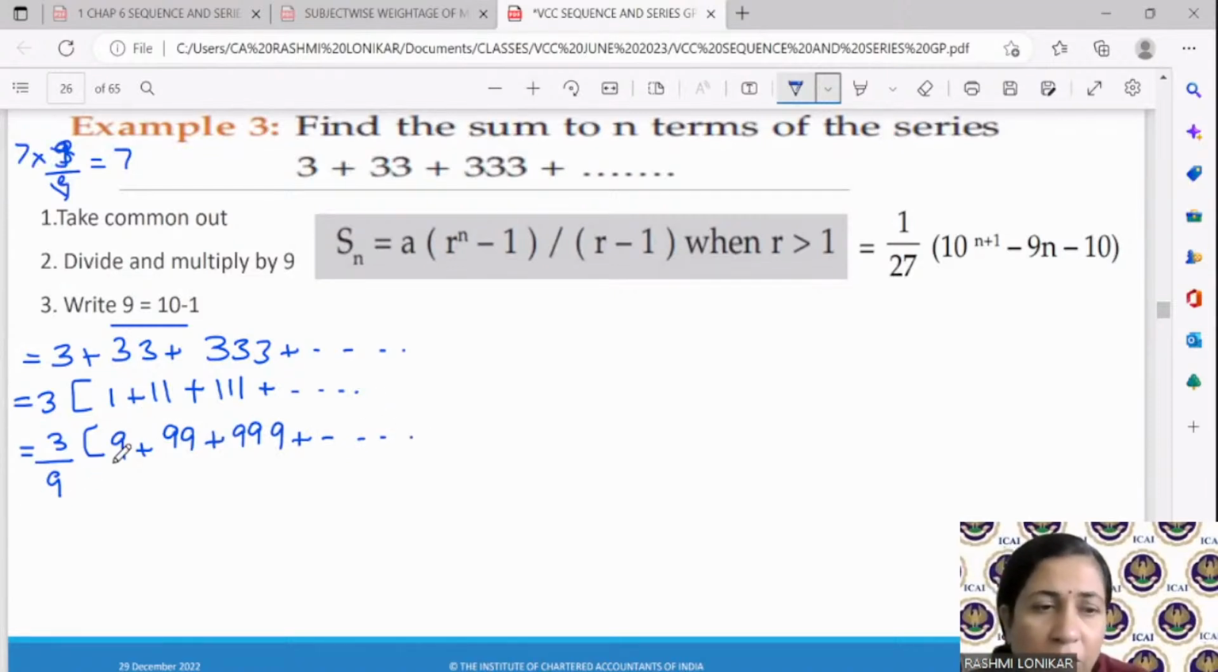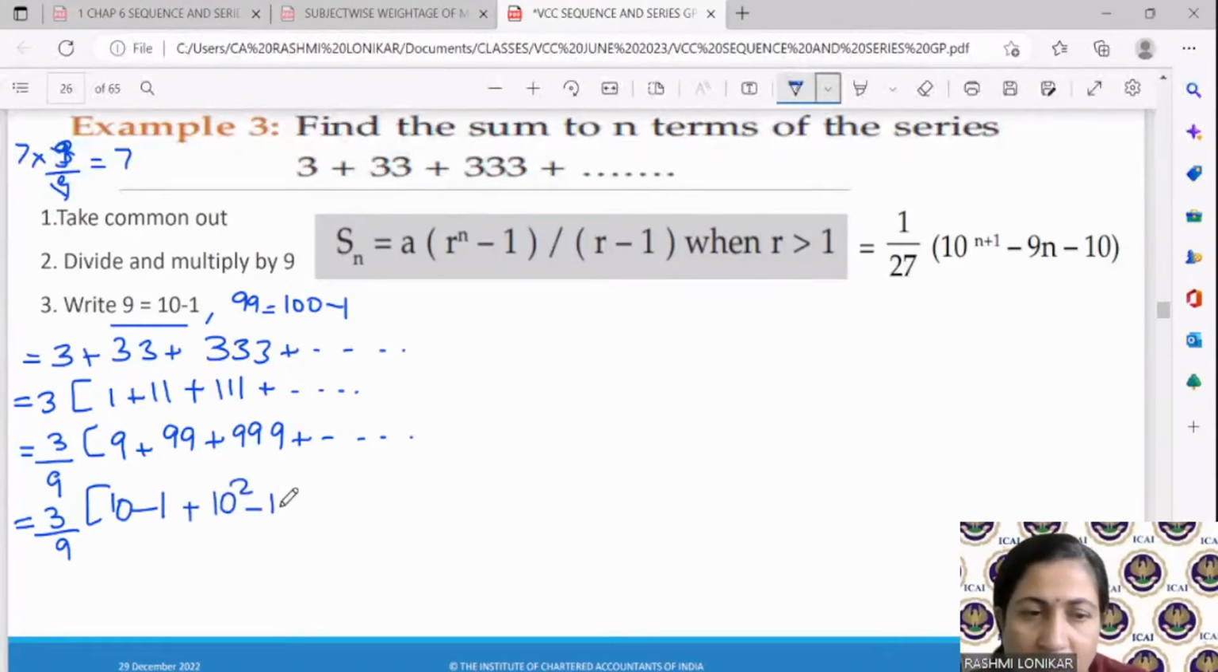Now this 9, I will write it as 10 minus 1. I will write 99 as 100 minus 1 and so on. So this is equal to 3 upon 9. The 9 I will write as 10 minus 1. 99 I will write it as 100 minus 1. Then 999 I will write it as 1000 minus 1. That is 10 raised to 3 minus 1 and so on. So this is equal to 3 by 9.